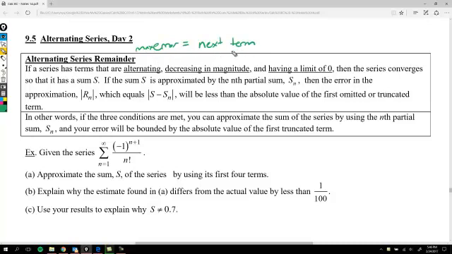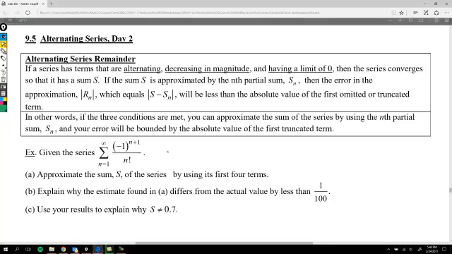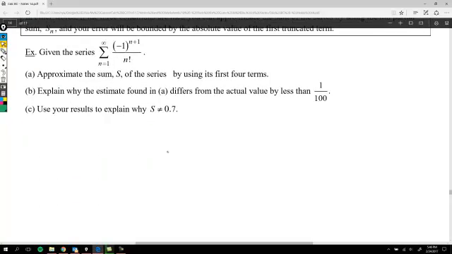What I mean by that is if I have a series and I evaluate the first, say I went from 1 to 4 instead of 1 to infinity, then my maximum error would be the fifth term. So it's always going to be the next term, and that makes it super simple.